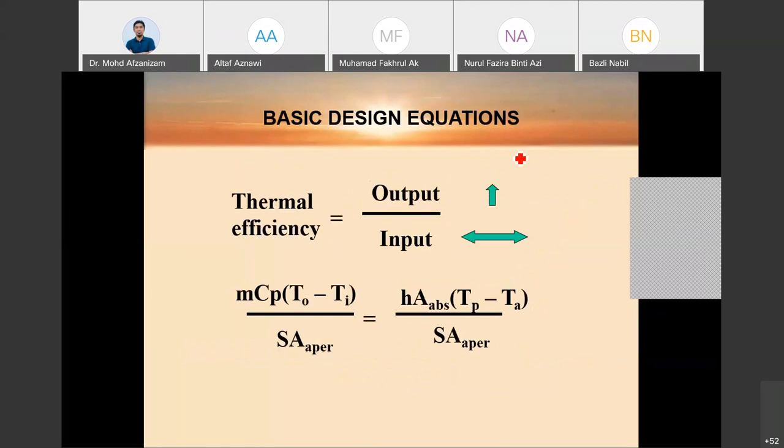So the basic design of the equation: input versus output. Output, MCP, temperature. So it's the convection, area of the absorber, the plate, the ambient, irradiance. A is the area or the aperture. Aperture means the area of the collector.